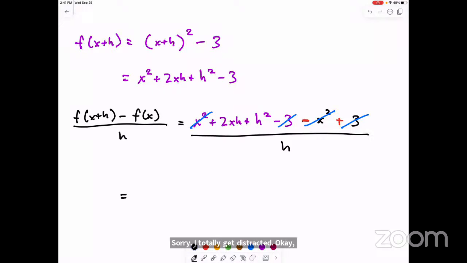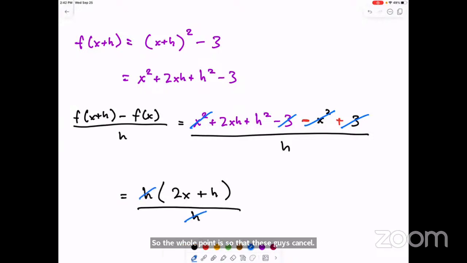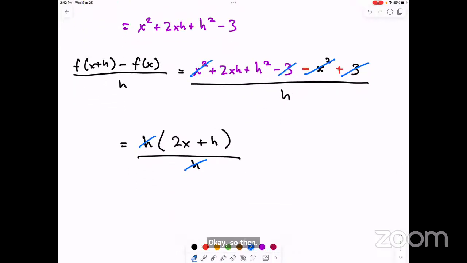So from the remaining terms, let's factor out h. We're going to be left with 2x plus h, divided by h, right? Sorry, not squared. The whole point is so that these cancel, but that's only going to happen if each of our remaining terms has an h. So then the furthest we can take it is 2x plus h. Okay.